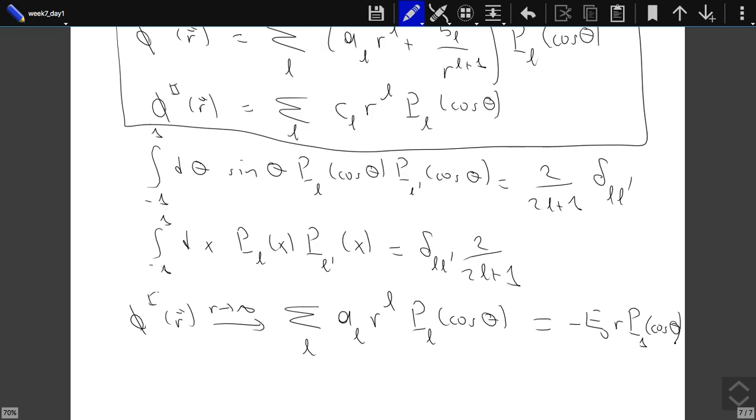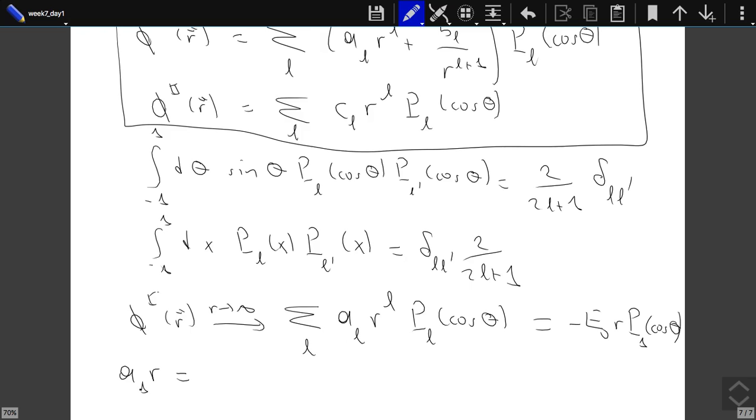Because we know that at infinity the electric field is uniform, that is why it is minus E0 r P1 cosine theta. P1 cosine theta is just cosine theta. But the reason why I write it in this form is that the Legendre polynomials PL are orthogonal to each other. So if you have such an equality, the coefficients of PL on both sides should be the same.